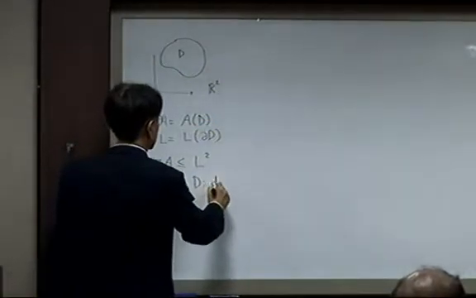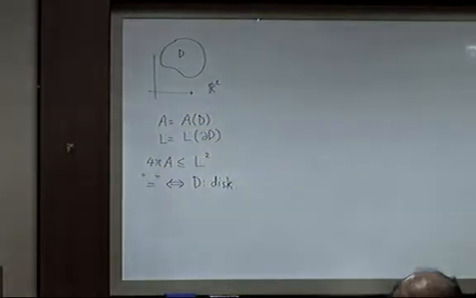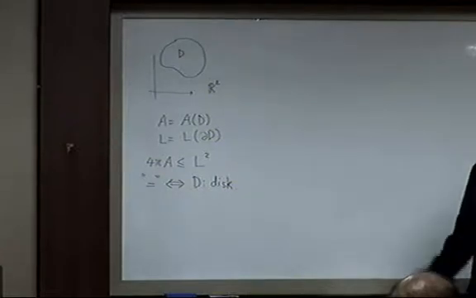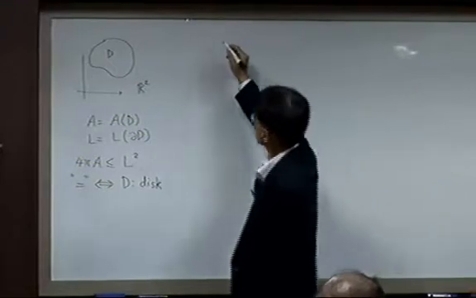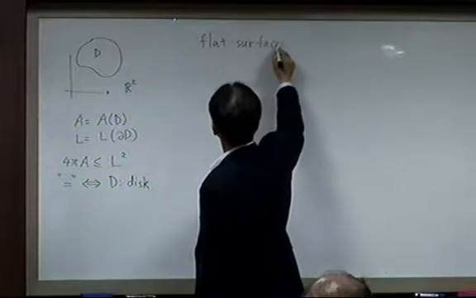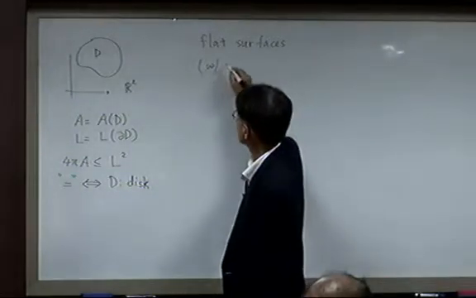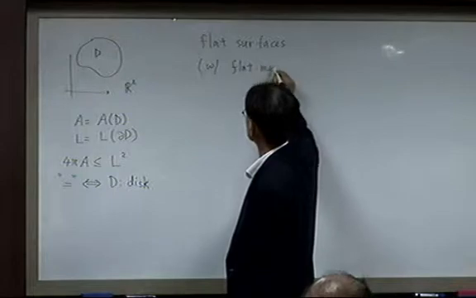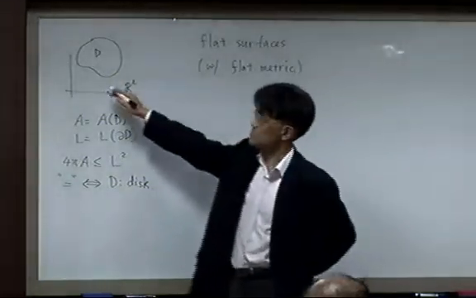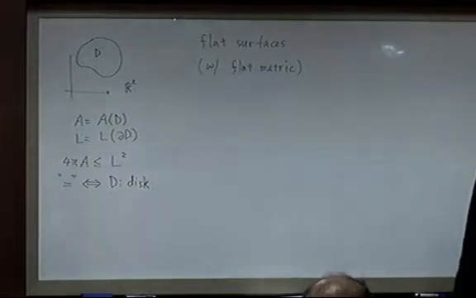D is a disk. And people have been trying to generalize this inequality in many directions, and one of them is generalization into flat surfaces. Flat surfaces are surfaces with flat metric. And the plane has zero Gaussian curvature. Similarly, flat surfaces have zero Gaussian curvature.